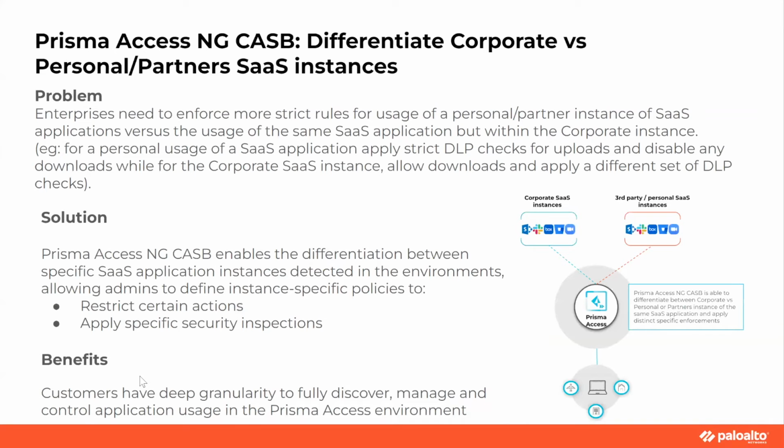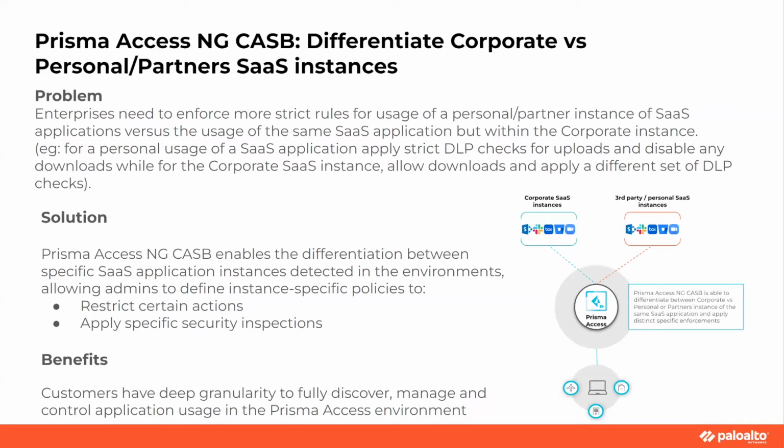The next one is CASB. For those of you who are familiar with our CASB product, this is an enhancement for a particular use case where, for customers like you, you'd like to have different policies set between the SaaS applications that are corporate versus personal. For example, this could be your G Suite, versus personal usage of a SaaS application.